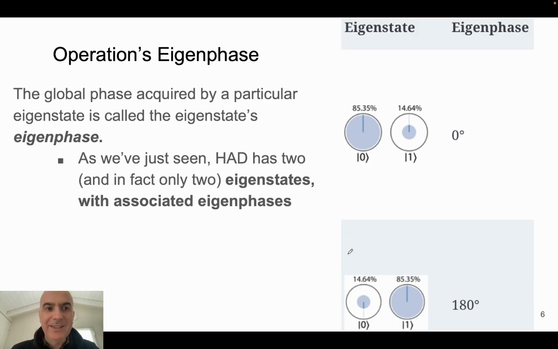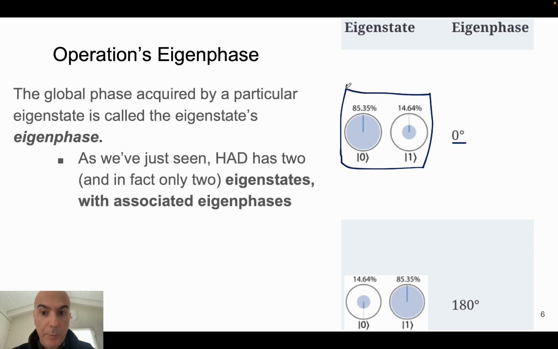Let's look again at the eigenstates for the Hadamard gate. The global phase acquired by a particular eigenstate is called the eigenstate's eigenphase. In the case of the first eigenstate, we have an eigenphase of 0, because applying the Hadamard gate to this particular state, we obtain the same state, so we don't observe any change of the global phase. This means that the global phase is 0 and the eigenphase is 0. In the second case, where we observe a flip of the global phase of 180 degrees, the eigenphase is going to be 180.